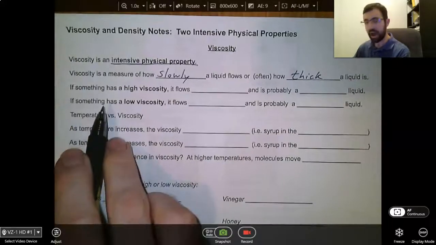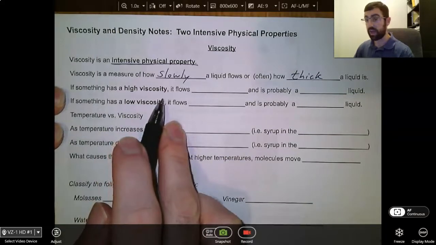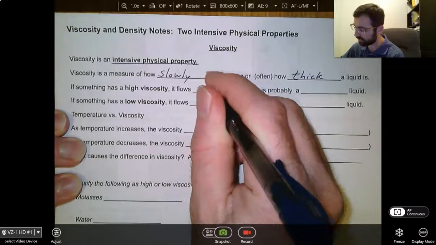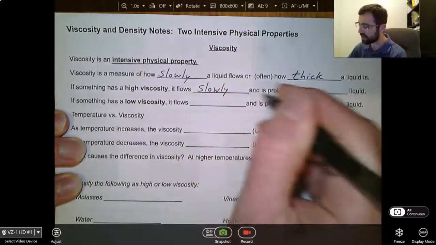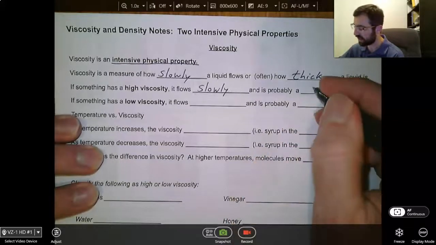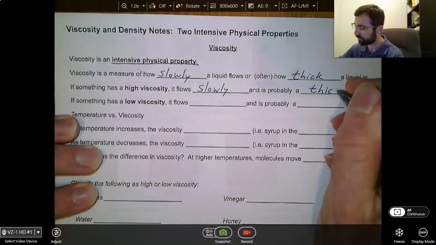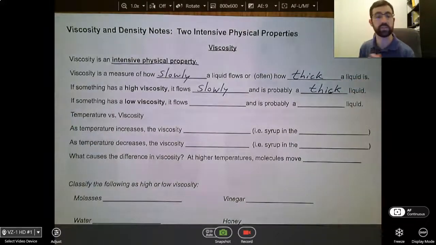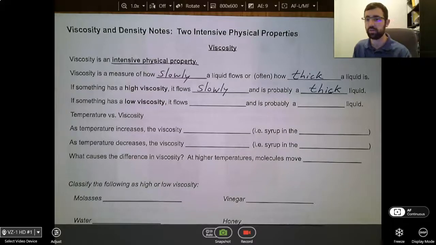So if something has a high viscosity, that actually means it flows very slowly. And if it has a high viscosity, it also probably means it's a very thick liquid. The reason we're being so specific about this is because it can be kind of confusing to students sometimes if I ask you, well, this flows slowly, is that high or low viscosity? I want to make sure that you get that very, very clear.